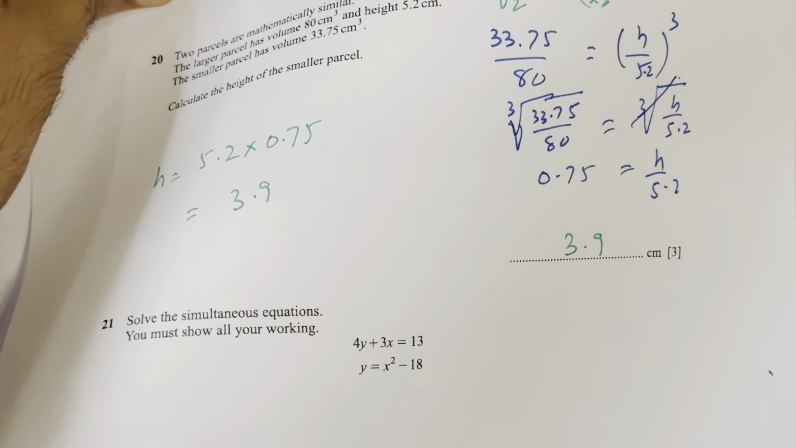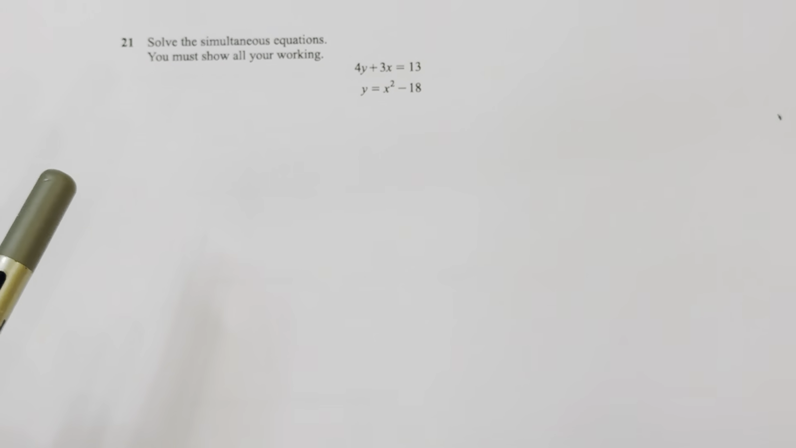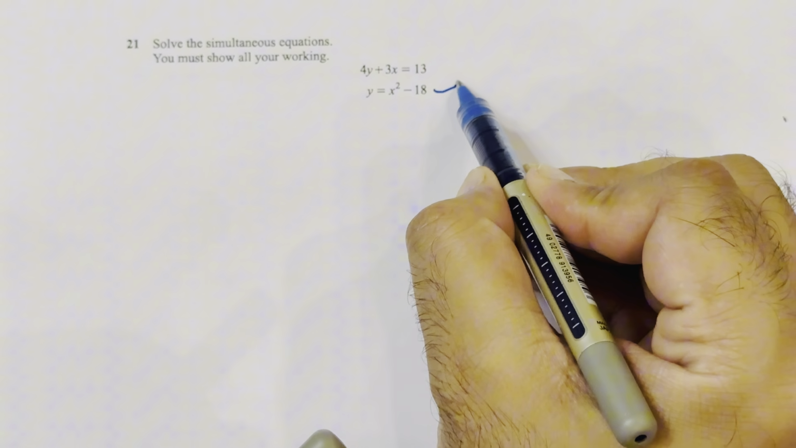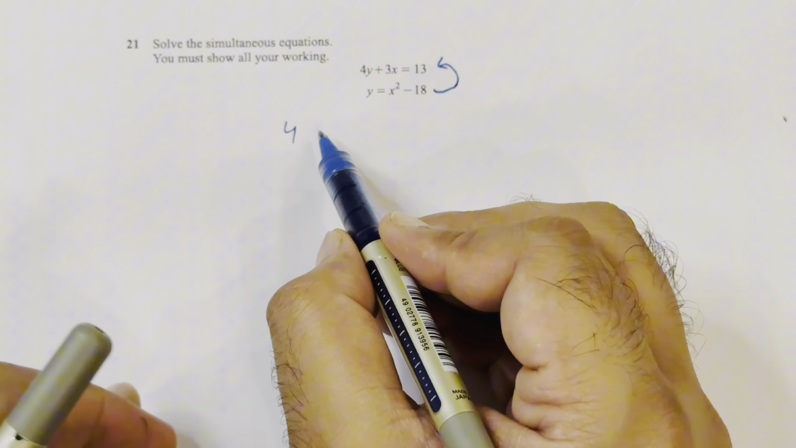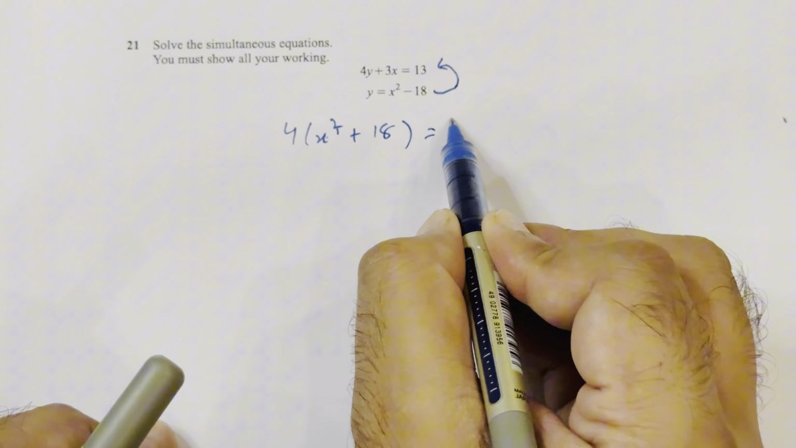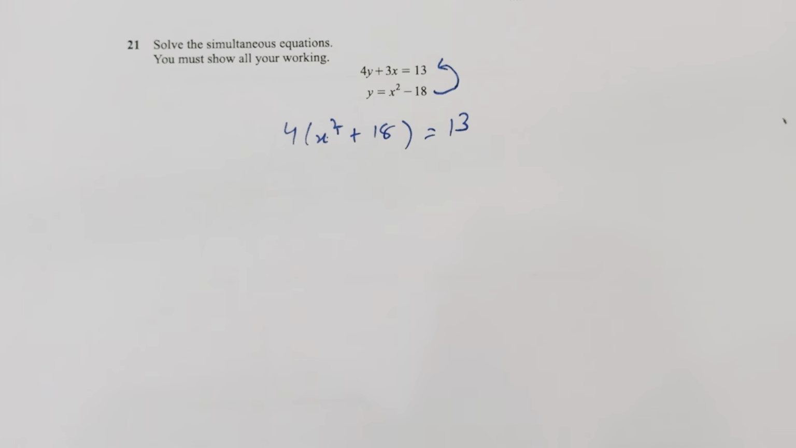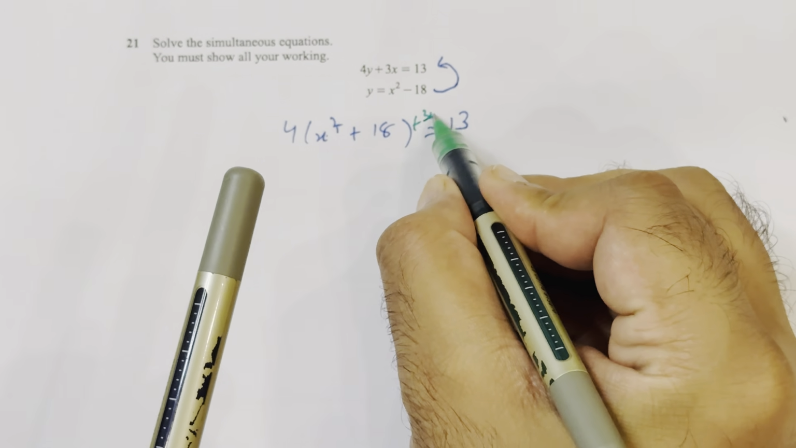Again, this was a very easy question. Moving to question number 21, that belongs to the topic of simultaneous equations. 4y plus 3x is equal to 18, y is equal to x squared minus 18. You're gonna put this value over in this equation. It would be like that: 4x squared plus 18 is equal to 13. Now you need to multiply. Also you need to write 3x over here.